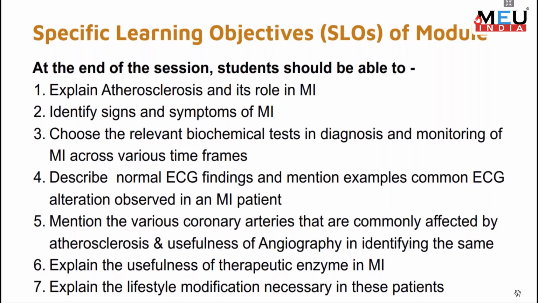various time frames, describe normal ECG findings and common ECG alterations observed in an MI patient, mention the various coronary arteries that are commonly affected by atherosclerosis and the usefulness of angiography in identifying the same, explain the usefulness of therapeutic enzymes in myocardial infarction, and explain the lifestyle modifications necessary in these patients.